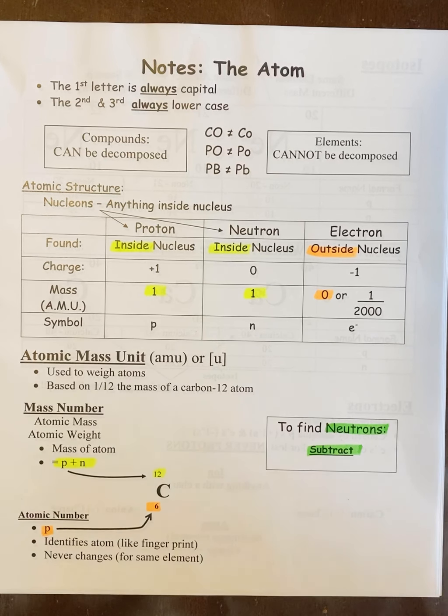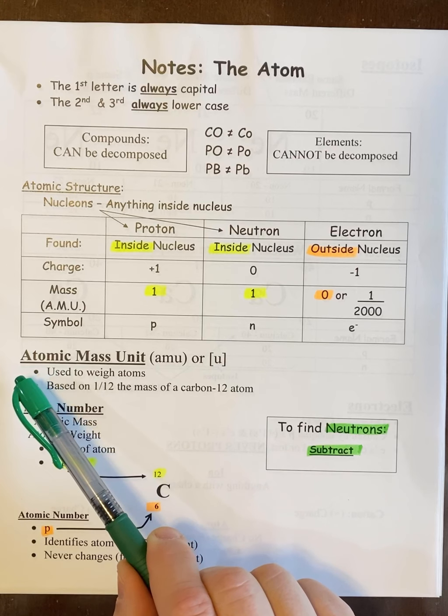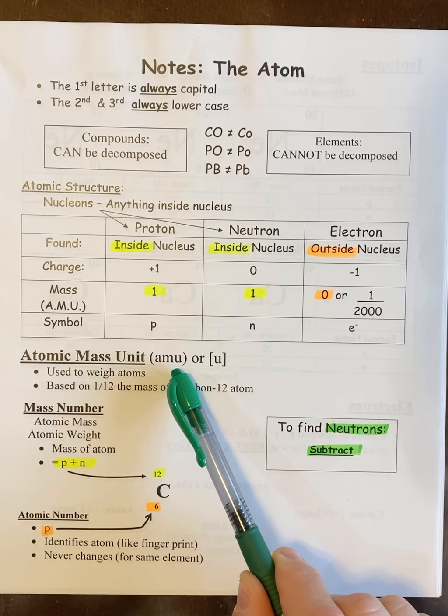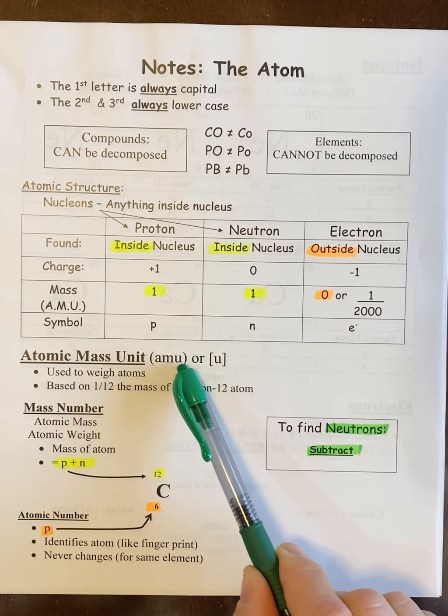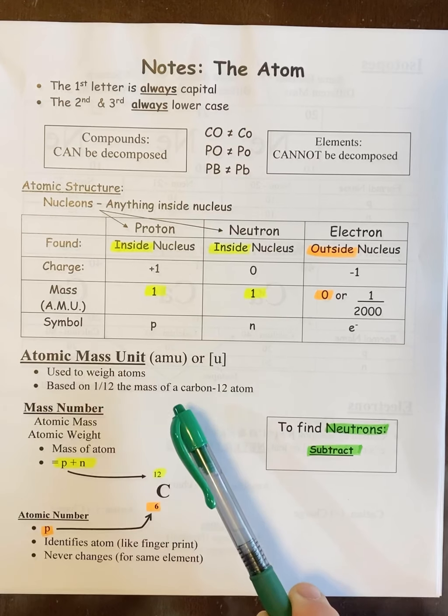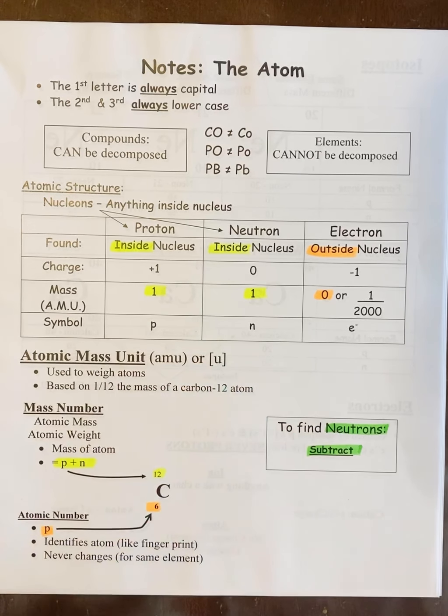Now, a couple things we need to talk about. The atomic mass unit, abbreviated AMU, which used to be an acceptable unit and no longer is. The real unit for the atomic mass unit is the u. So that is the unit of atomic mass. Just like in mass, we measure things in grams, so we use grams as the unit for mass, u is the unit for atomic mass.